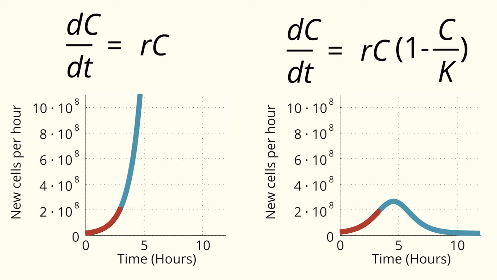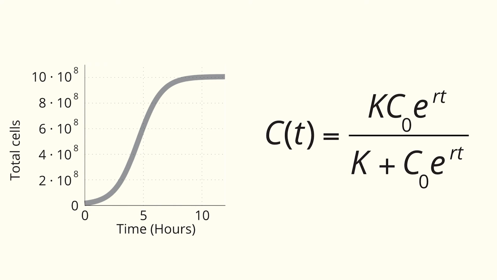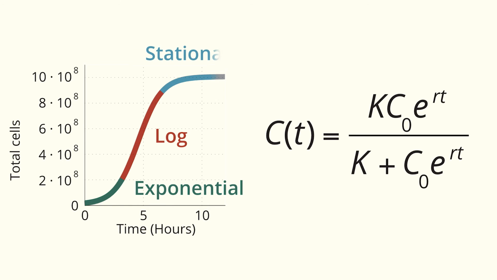Like last time, this differential equation is simple enough to have an exact solution. And like last time, we can put it in a computer and calculate the number of cells over time. When we look at a logistic growth curve, we can think of 3 phases of bacterial growth. Here, in the exponential phase, cells have unlimited resources, and the growth is almost exponential. Here in the log phase, cells continue to grow, but more slowly. And finally, in the stationary phase, resources are exhausted and growth stops.